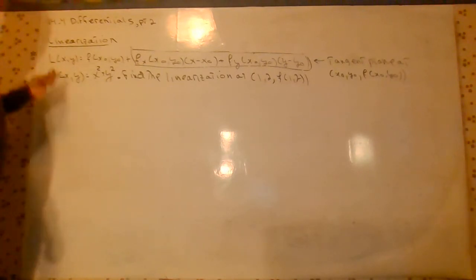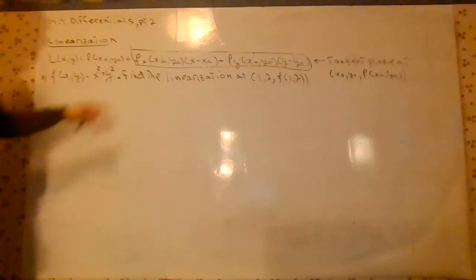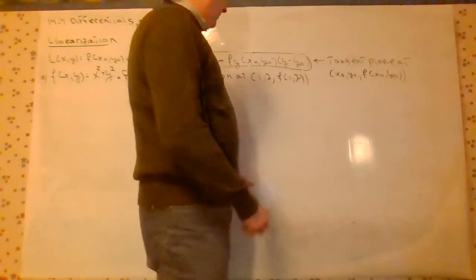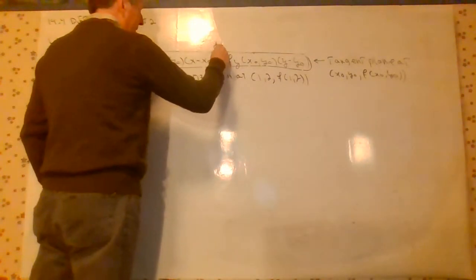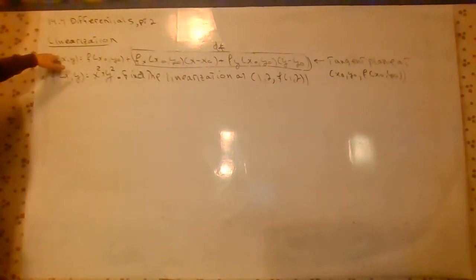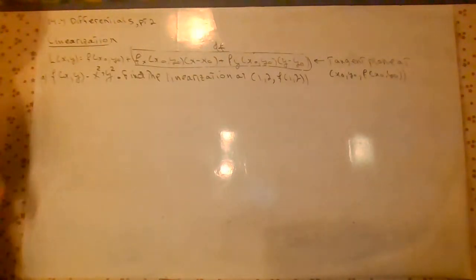14.4 differentials part 2. We're going to talk about linearization. Here's a formula: L(x,y) = f(x0,y0) + fx(x − x0) + fy(y − y0). This circled part here is just a fancy name for df. So we're going to build a function which is going to be a starting value plus a change, which can give us a new value at x and y as a function of x and y.